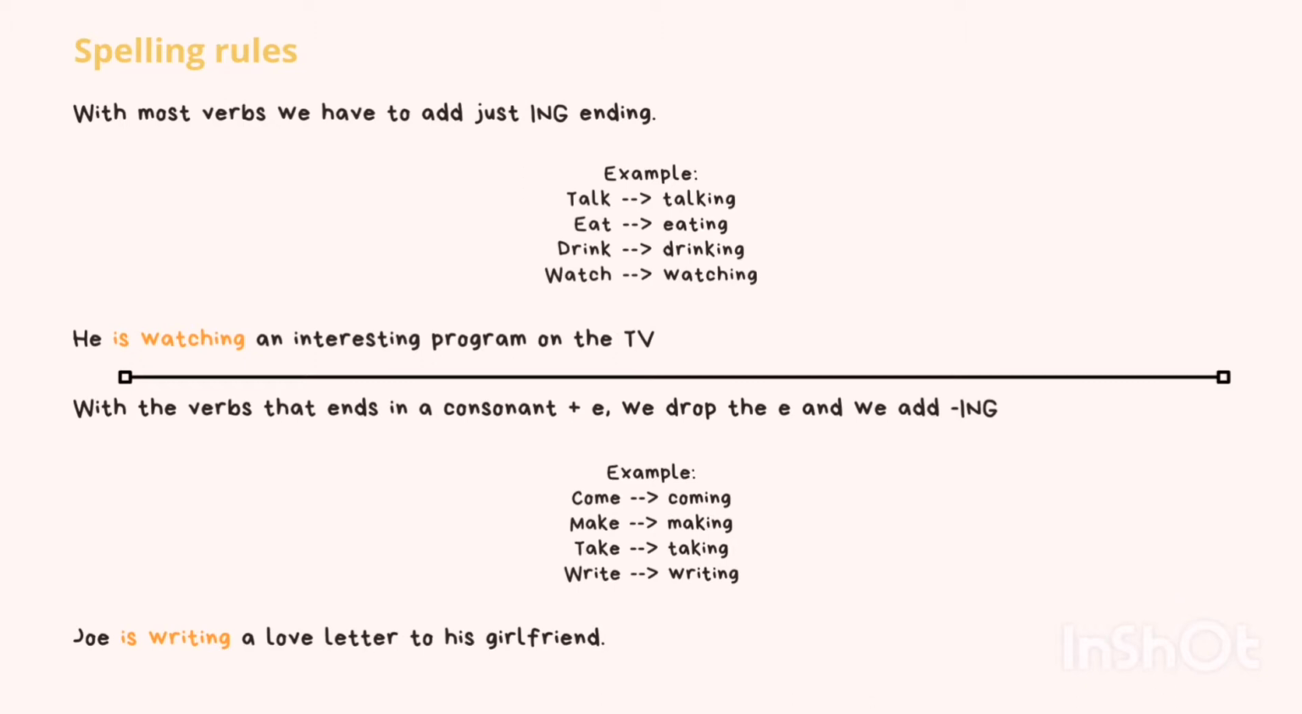2. With the verbs that end in a consonant plus e, we drop the e and we add ing. Example: come, coming, make, making, take, taking, write, writing. For example, Joy is writing a love letter to his girlfriend.